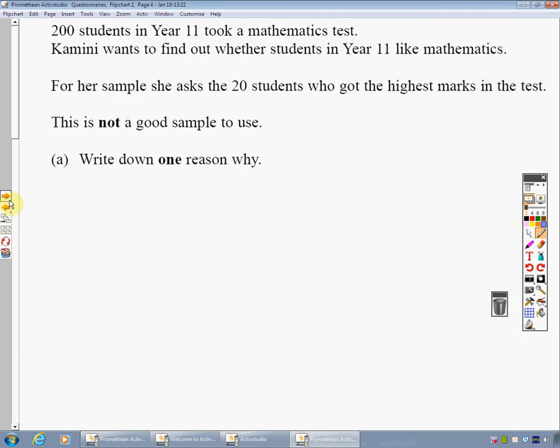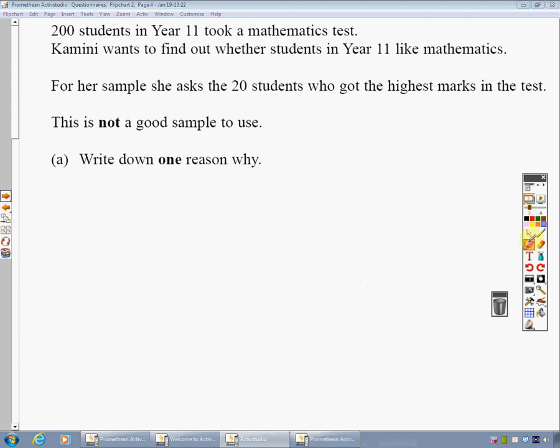Okay, this is a slightly different question. As you can see, there's no response boxes and there's not actually the word questionnaire. But in this one, we have the word sample. And this is more about where you ask your question and who you ask your questions to.